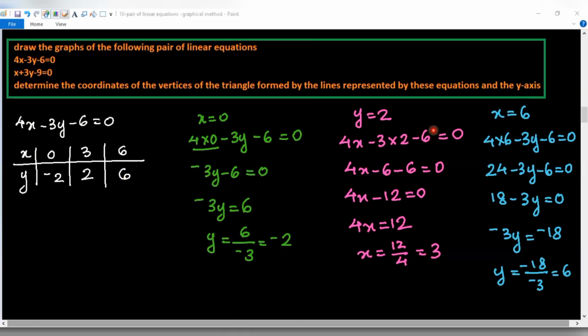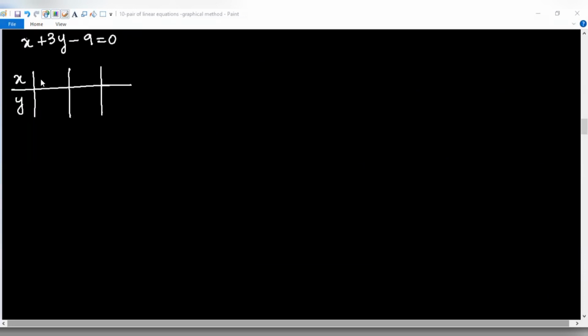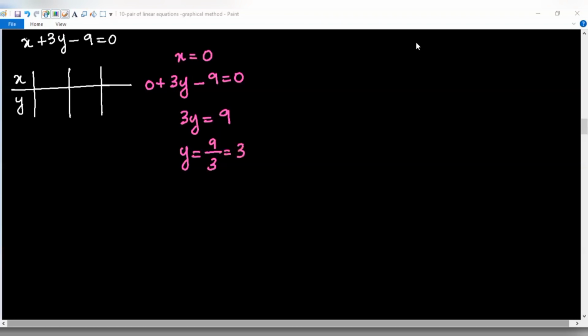Next, we have to take the second equation like this. This is our second equation. Here, if we give x is equal to 0, what happens? 3y, see x is equal to 0, no? 0 plus 3y minus 9 equal to 0. And next step, we will take this minus 9 to the right side. So 3y is equal to 9 or y equals 9 by 3. That is equal to 3.